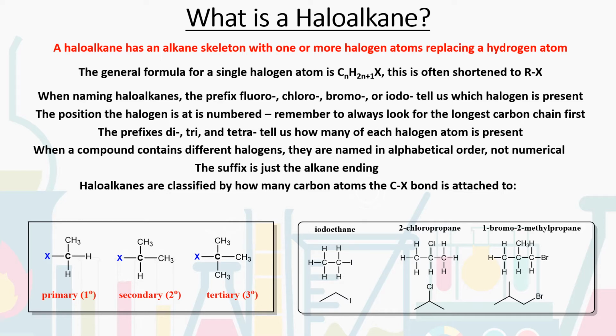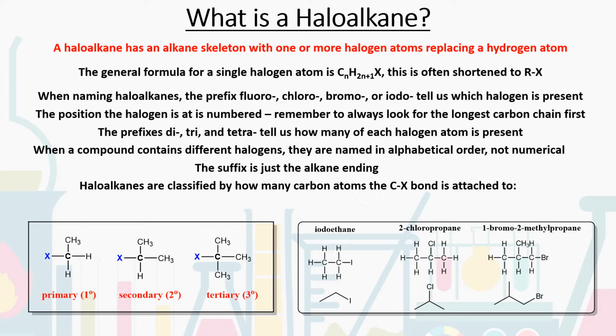And when we name haloalkanes, we use the prefix fluoro, chloro, bromo, or iodo to tell us which halogen is present. And we do our standard IUPAC rules for naming. So we always have to make sure we look for our longest carbon chain first. Then the position of the halogen is numbered. We always want the lowest number possible, remember.